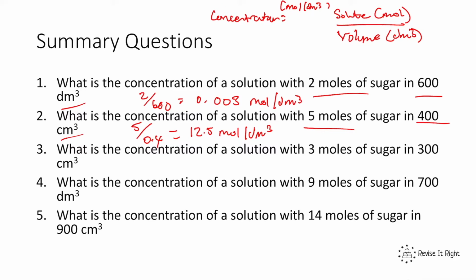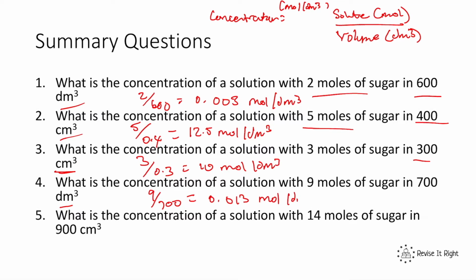For question 3, you should have done 3 divided by 0.3, because again it's in centimeters, we needed to convert it. You pop that into a calculator and you get 10 moles per decimeter cubed. For question 4, you should have done 9 divided by 700. This is in dm cubed, therefore we don't have to convert. Put that into a calculator, you get 0.013 moles per decimeter cubed.